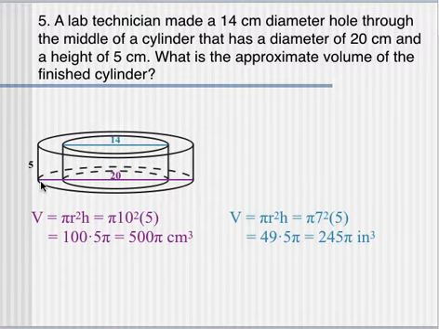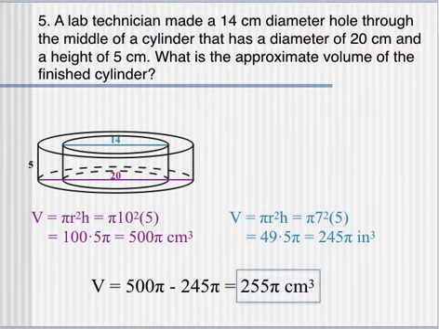Notice how, because they're telling you diameter, you have to be careful to figure out the radius before you plug that in. So the radius of the whole cylinder would actually be 10, not 20. The radius of what you cut out would be 7. So plug that in and then subtract the 2 volumes to cut out the smaller cylinder and see how much volume is left.